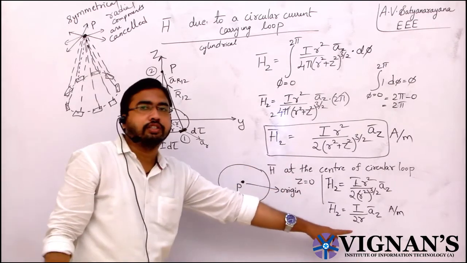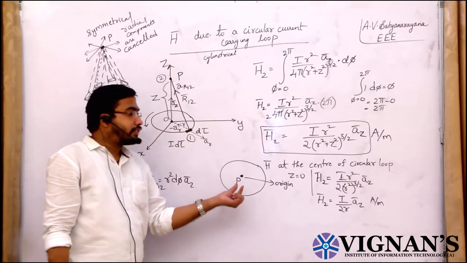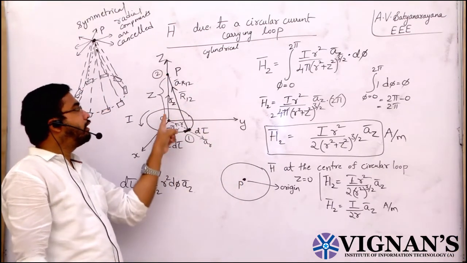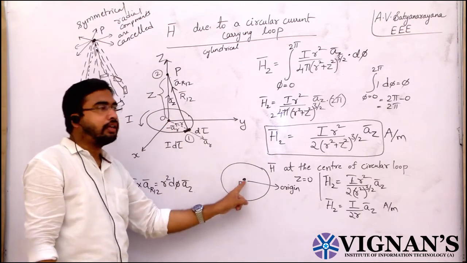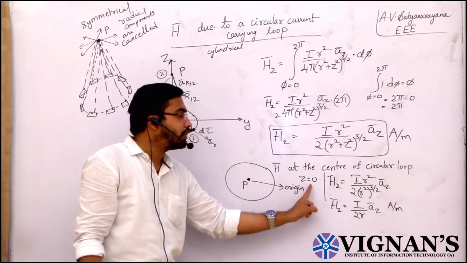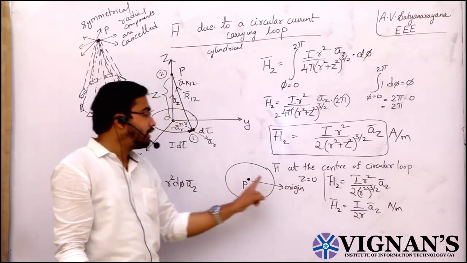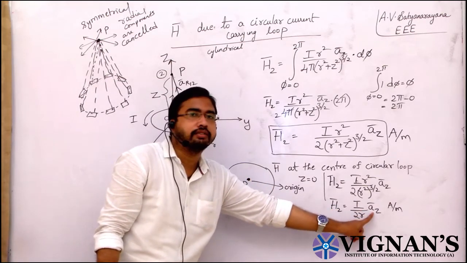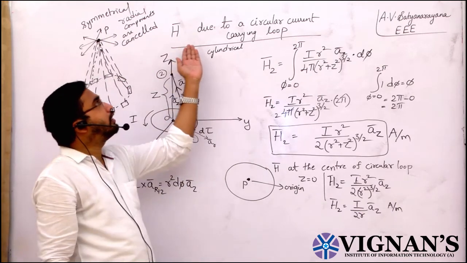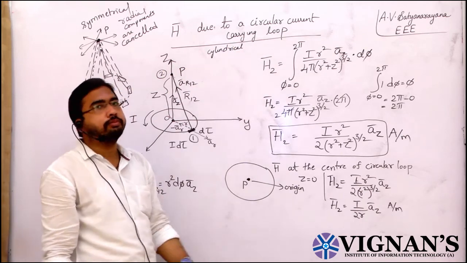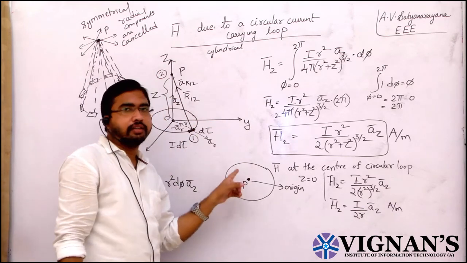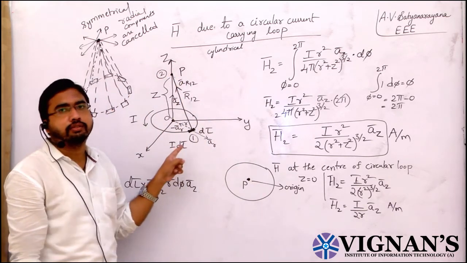Just a small modification. If exactly at the center of the circular loop I want to find the magnetic field intensity, then shift this point P to the center of the circle which is at the origin, then this height Z will become 0, and in this formula you can substitute Z equal to 0, and now the magnetic field intensity at the center is equal to I by 2R into Az ampere per meter. Okay. This is your complete derivation for magnetic field intensity due to a circular current carrying loop at a point P which is away from the circle and at a point P which is exactly at the center of the circle according to these assumptions. Okay, thank you.